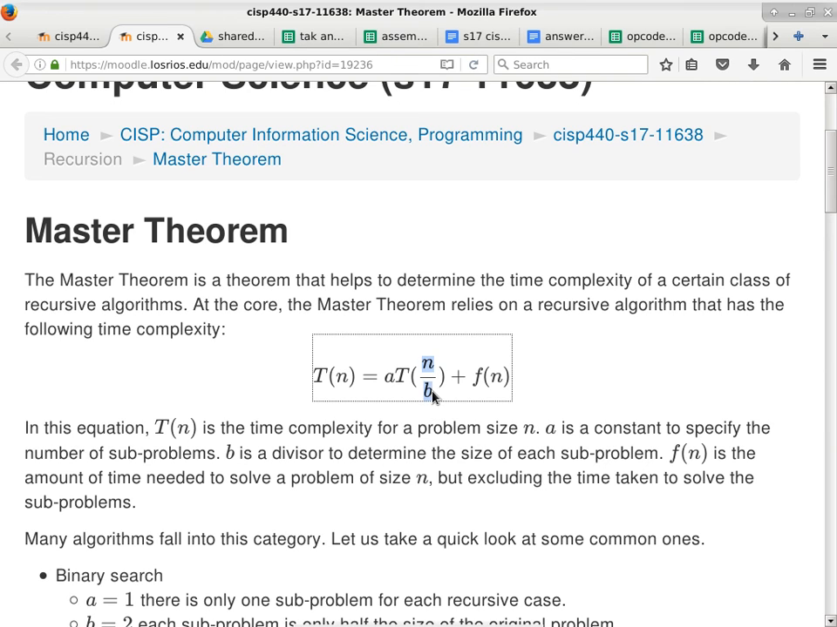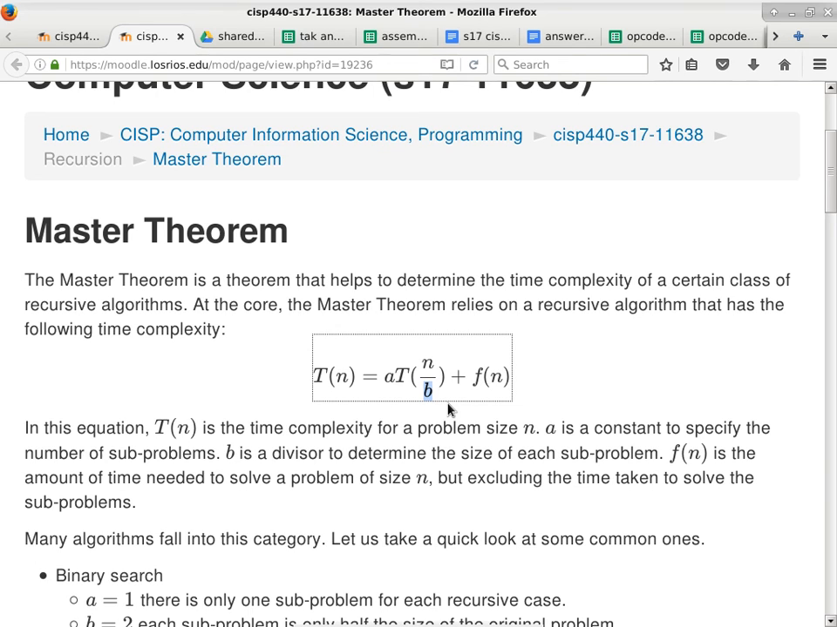Let's start with b, because b is actually the more important part. This b is basically, when you divide the larger problem, which is of size n, into smaller problems, what is the dividing factor? b decides the dividing factor. Like in binary search, b would be 2, because the smaller problem that you have to solve is approximately half the size of the original problem. Is that okay?